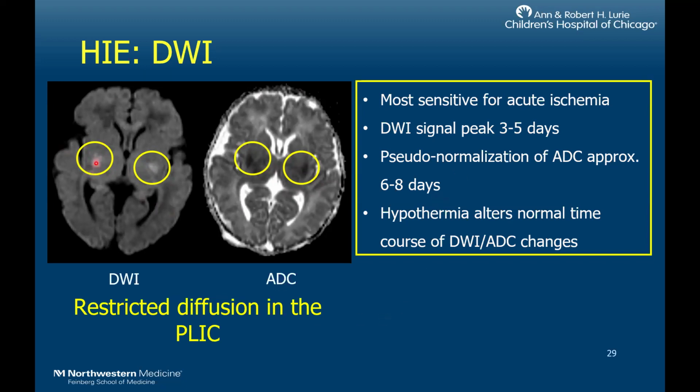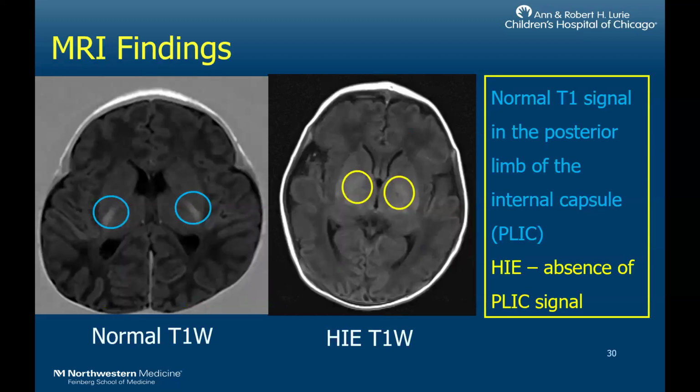And here, this is basically showing the diffusion restriction in the posterior limb of the internal capsule. So i.e., this is a central pattern of injury. You're also going to get loss of that normal T1 signal in the posterior limb of the internal capsule, as highlighted by these areas. So this is a case of HIE.